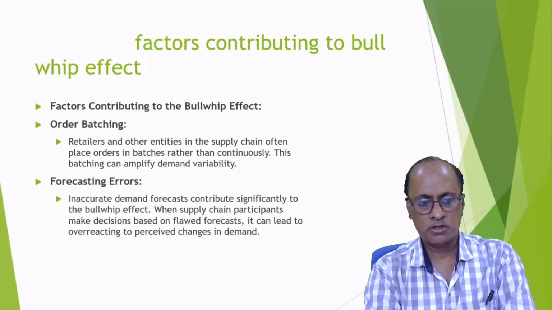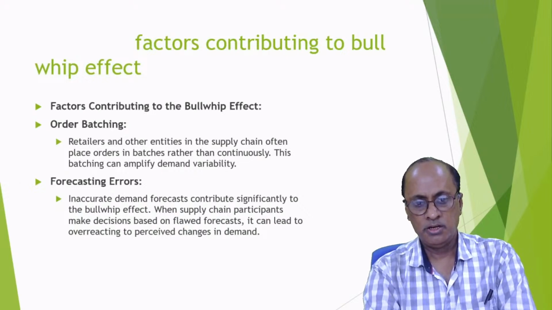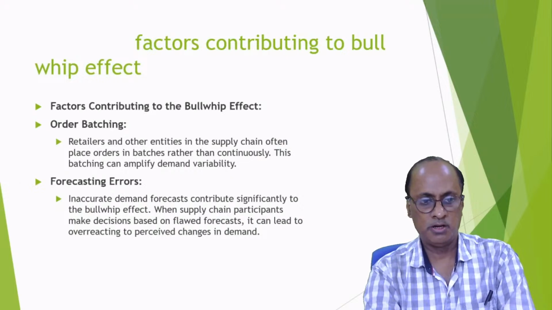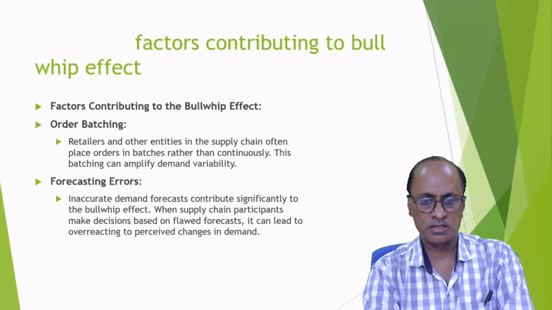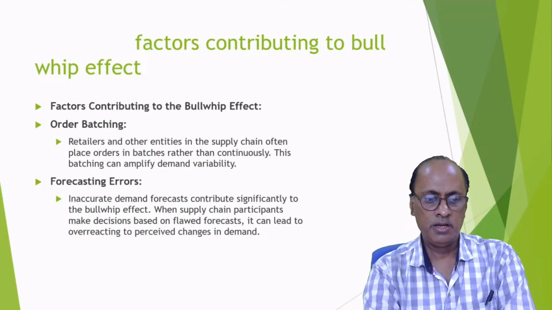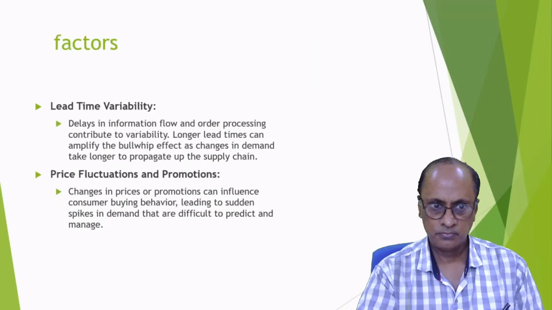Inaccurate demand forecasting contributes significantly to the bullwhip effect when supply chain participants make decisions based on flawed or wrong forecasts. It can lead to overreacting to perceived changes in demand. So forecasting may not always be correct, and if the supply chain participants make decisions based on this forecast, it may lead to overreacting to perceived changes in demand.